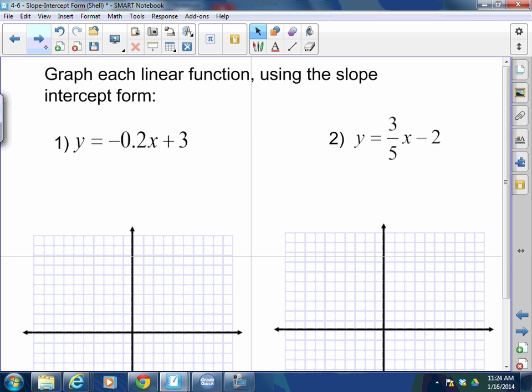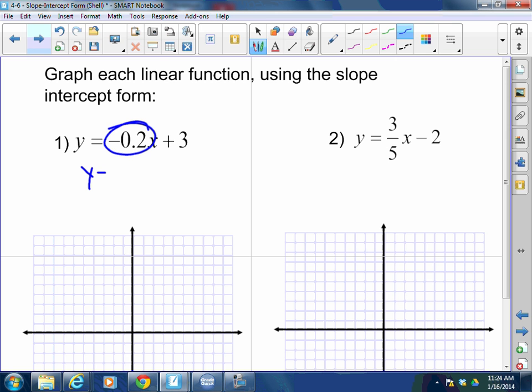Graph each linear function using the slope-intercept form. Okay. So I have y equals negative 0.2x plus 3. But what's the problem with this slope here? It's in decimal. I need it in a fraction. So what is 0.2 in fraction form? What's negative 2 over 10 reduced? So it's negative 1/5 x plus 3.